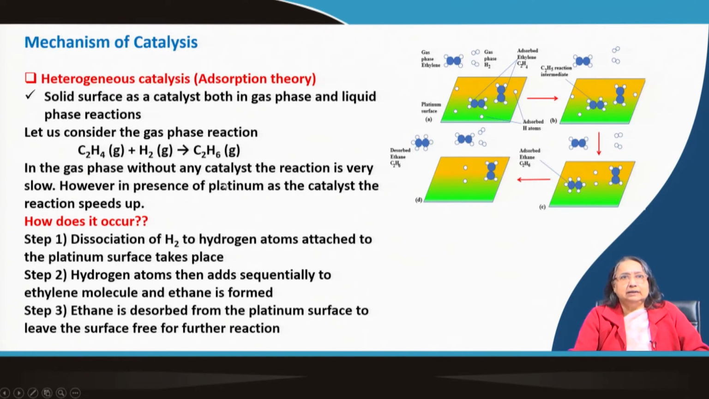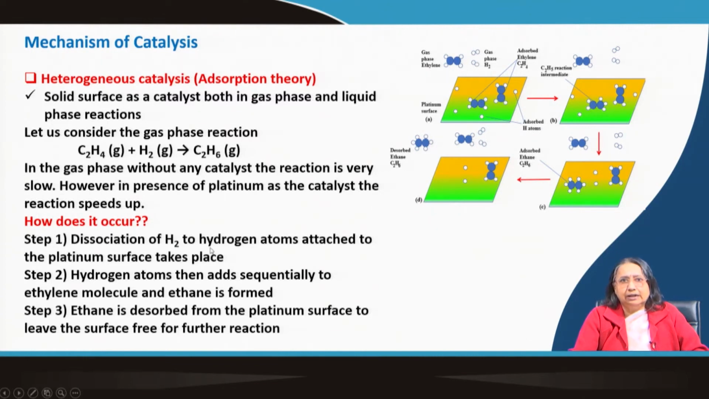This is ethylene. Ethylene means a double bond is there, and hydrogen is added onto this double bond to form ethane. This is a gas phase reaction. In the gas phase, without any catalyst, the reaction is very slow. However, in the presence of platinum as the catalyst, the reaction speeds up. How is it happening? It is happening in several steps.